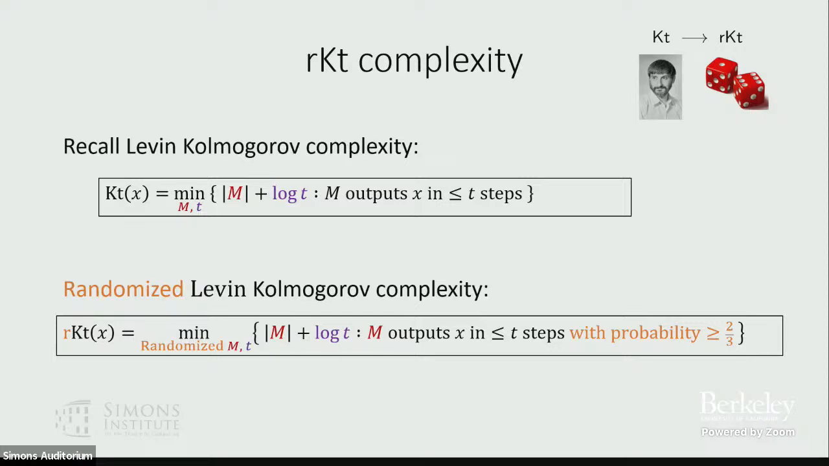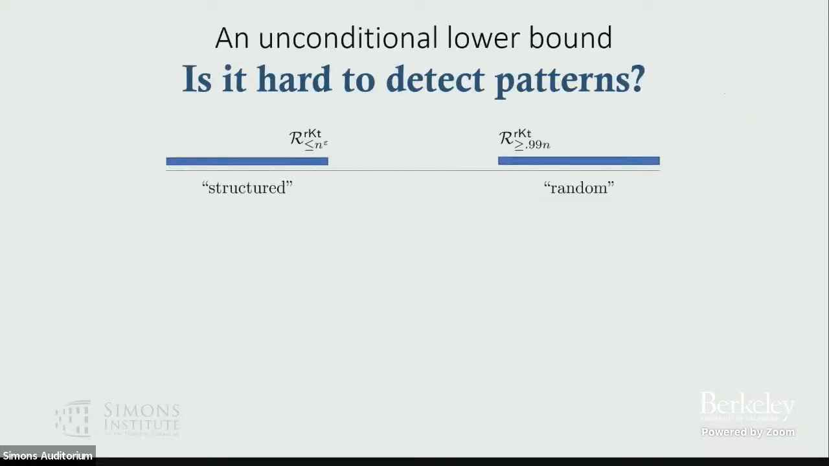Okay, so I want to move right away to a result that currently we can show for these randomized notions, but we don't understand yet in the classical context. Here's the question. It is a meta-computational problem, and it's connected to the idea of whether it is hard to detect patterns. I give you an input x, and you need to decide whether it's a structured string, meaning its rKt complexity is at most n^epsilon, or whether it's a random string which has close to maximum complexity. I don't care about what happens in between.